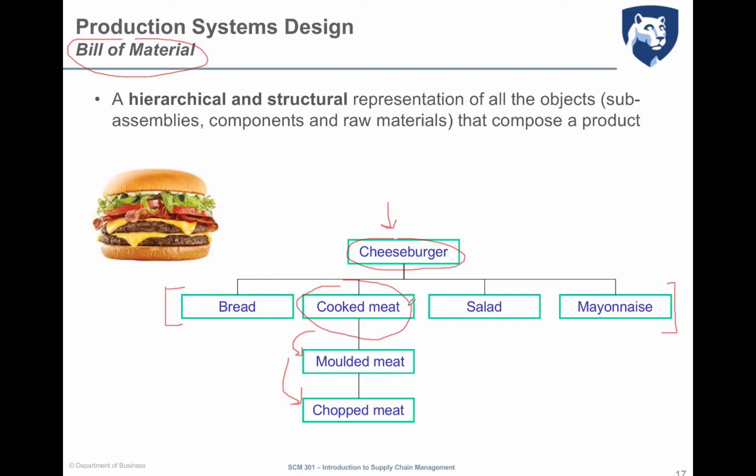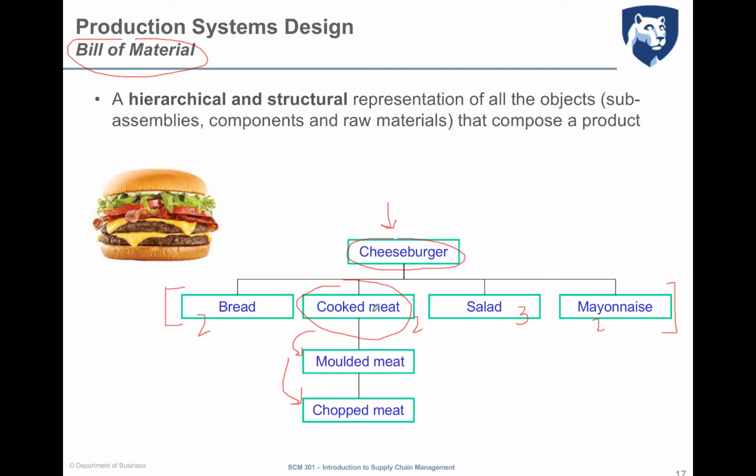So meat can be molded meat or meat can be chopped meat. So even if we still don't know how to do that, we know that to arrive to the final configuration of the product, we have to use this material in this possible configuration. What you don't see here is that usually in the bill of material you have also what are called usage coefficient. So to realize a cheeseburger, you need 2 slices of bread, in this case 2 hamburger, like 3 slices of salad, and 2 small spoons of mayonnaise.